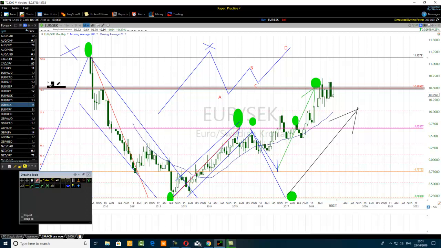What is happening here? It looks like a Gartley pattern. When we are talking about the Gartley pattern, usually it will find a resistance at point D for delta. You find a resistance at the 78.6% Fibonacci retracement of the XA. This is the X, and this is the A right here.